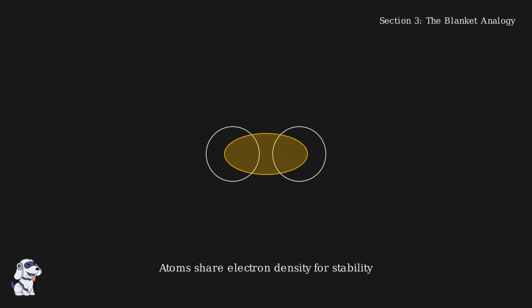Think of chemical bonding through the lens of a blanket analogy. Imagine two people, represented here as atoms, existing in a cold environment. They move closer to share a blanket of electron density. This shared space is warmer, representing a lower potential energy state than being isolated.